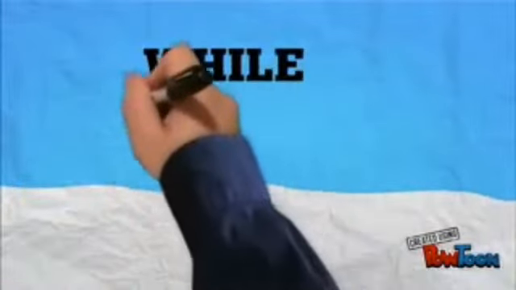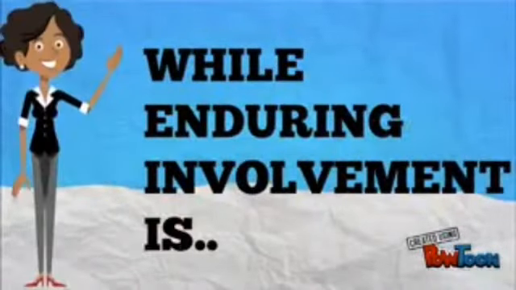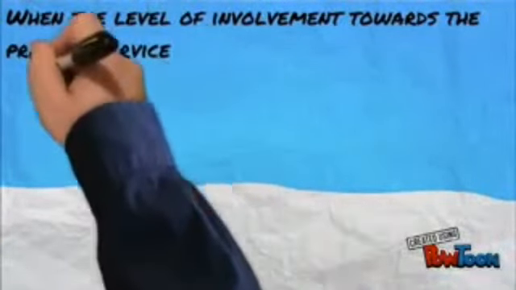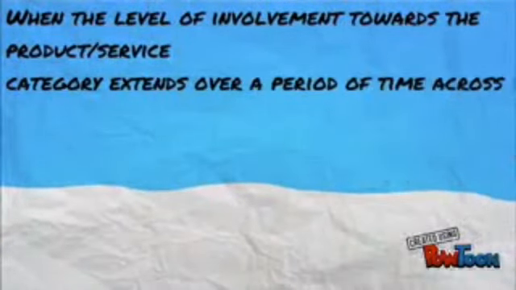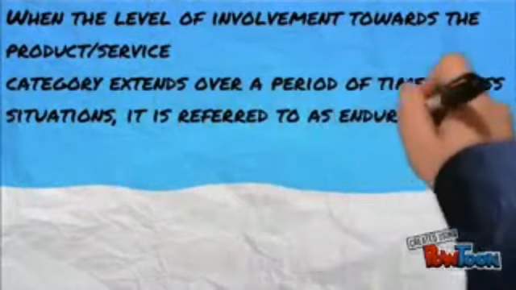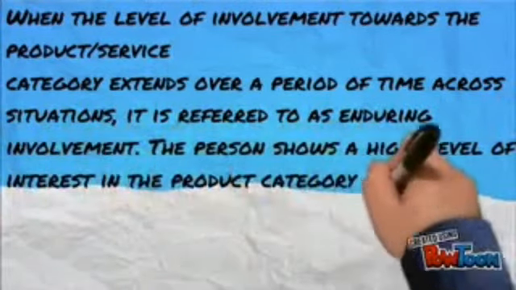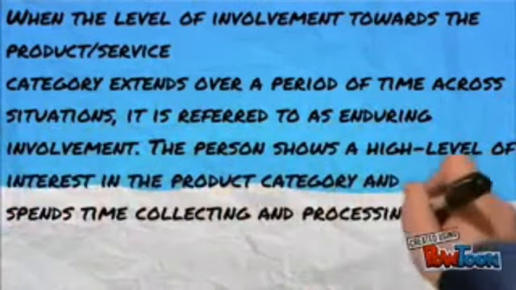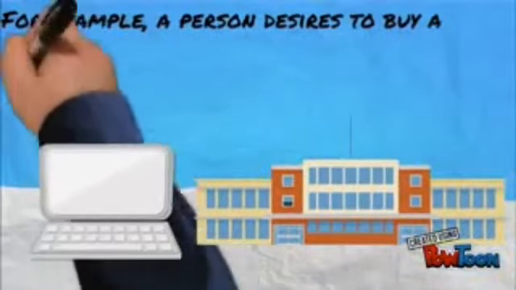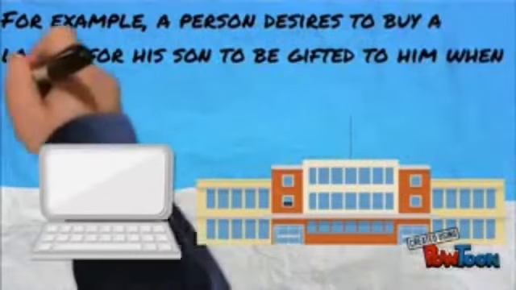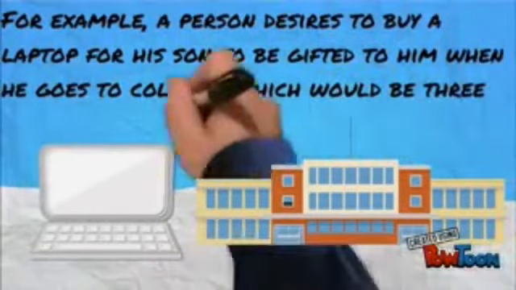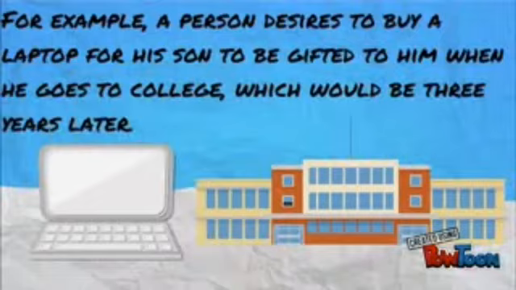While enduring involvement is not temporary, but rather represents a continuing interest in some product or activity, when the level of involvement towards the product or service category extends over a period of time across situations, it is referred to as enduring involvement. The person shows a high level of interest in the product category and spends time collecting and processing information. For example, when a parent desires to buy a laptop for his son to be gifted to him when he goes to college, which would be 3 years later.